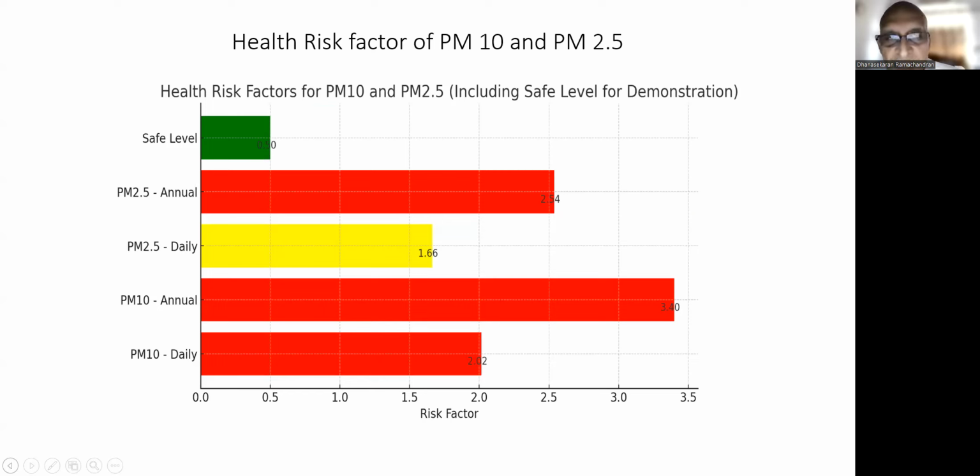I did another inclusional study, which I had not done in my previous presentation. It is called health risk factor with respect to PM10 and PM 2.5. The safer level is shown as 0.5. The PM 2.5 annual standard shows about 2.54 times the risk, and the daily PM 2.5 value is 1.66, and the annual PM10 risk is about 3.40, and the daily PM10 is about 2.02 with respect to the risk factor, and the safe level is 0.5.